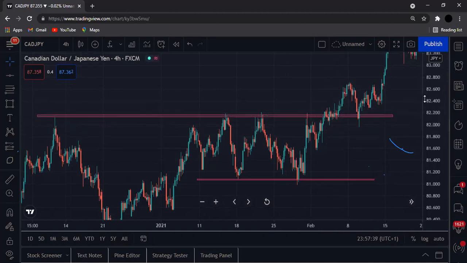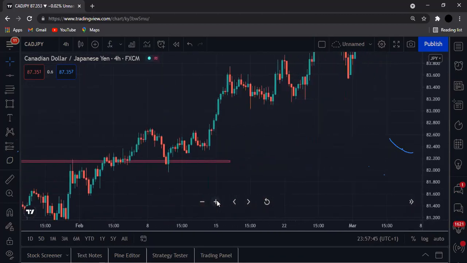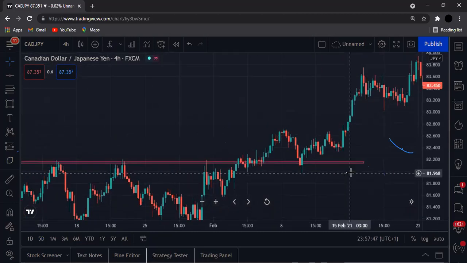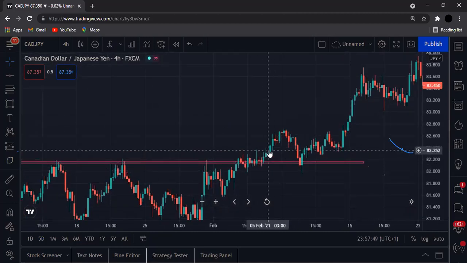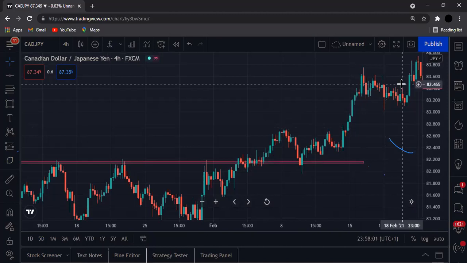Look at what I was trying to explain the other time. When there's a break in structure, it will be very, very obvious. It broke it with a series of green candles. Bullish, bullish, bullish, bullish. So after that, it retested, like I explained the other time, before going up.